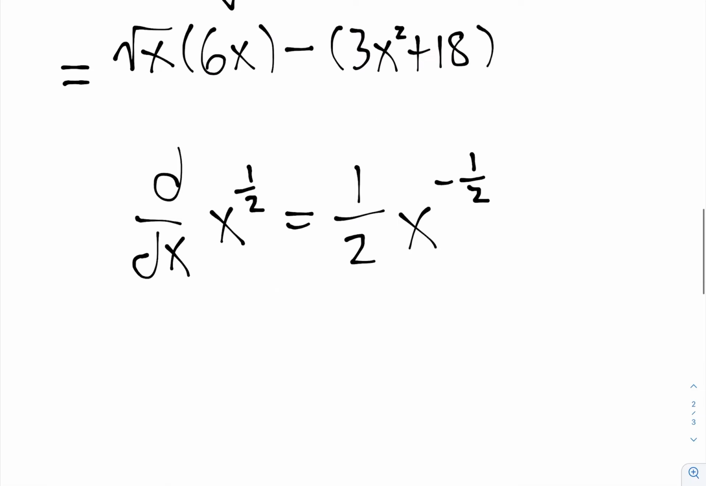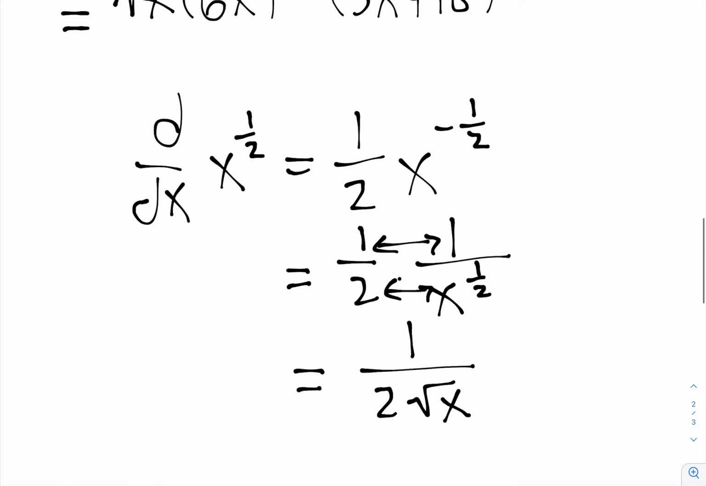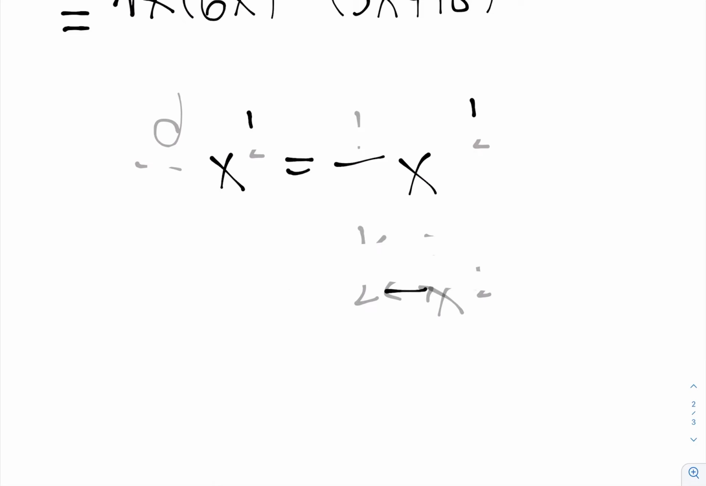If you have a negative exponent, you can make it positive by just going 1 over that variable to the power of the positive version of itself. So that's going to be 1/2 times 1 over x to the 1/2. Okay, so that's just 1 times 1, which is 1, and 2 times x to the 1/2 is just going to be 2 times the square root of x. So 1 over 2 root x is going to be the derivative of root x.